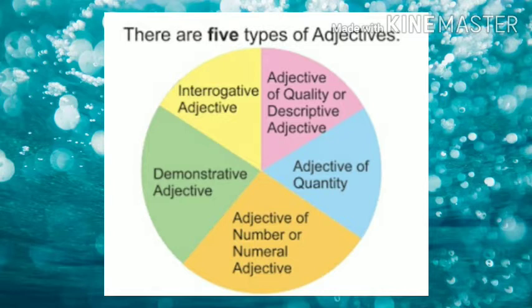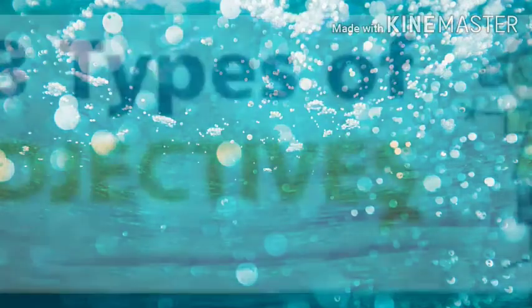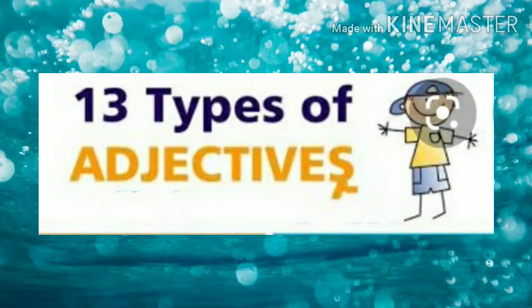For all these adjectives, we have to see an example and learn what words come under each type of adjective. Now, in a more elaborate way, these adjectives can also be divided into 13 types. Basically we have 5 types, and we are separating the adjectives into 13 types. Let us see one by one.